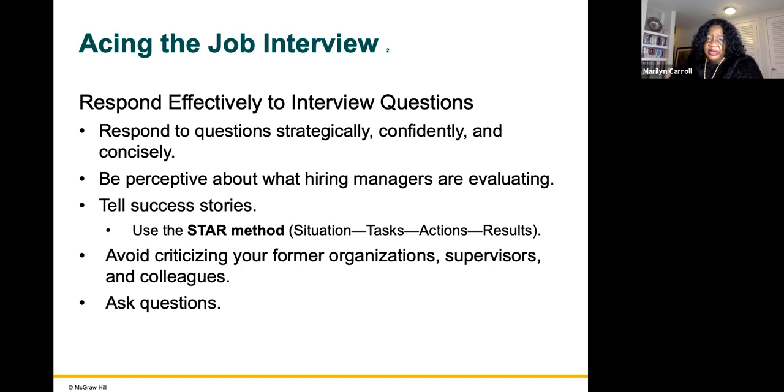You always want to respond effectively to your interview questions, respond to questions strategically, confidently, and concisely. Be perceptive about what hiring managers are evaluating. Tell success stories. Use the STAR method, which means situation, task, action, and results. That's the STAR method. Avoid criticizing your former organization, supervisors, or colleagues, and ask questions, guys.